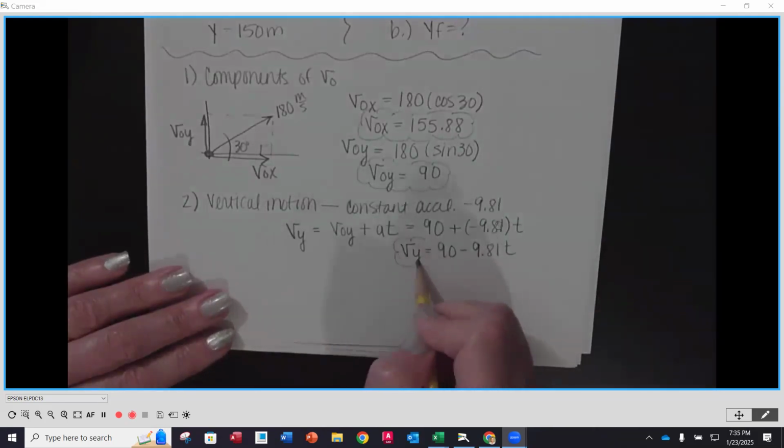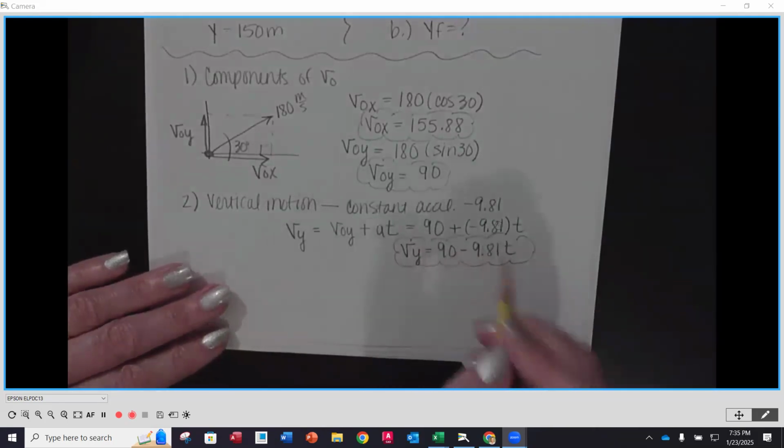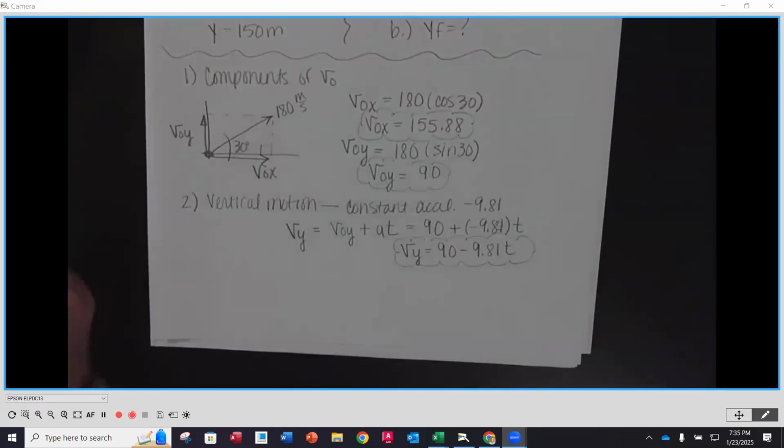And I'm going to leave it in those terms, that velocity in the y direction as a function of time.